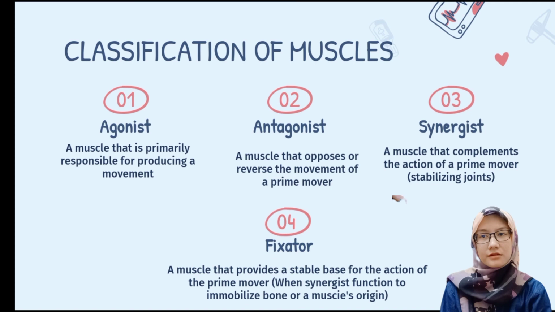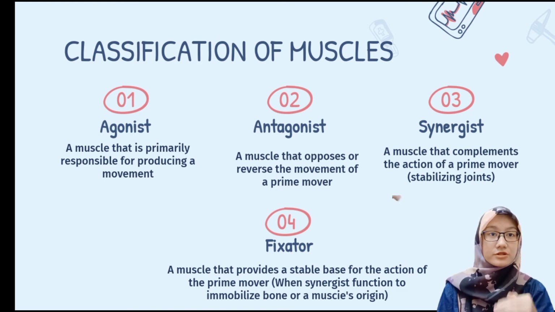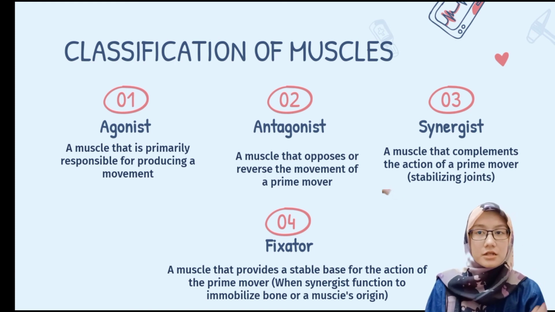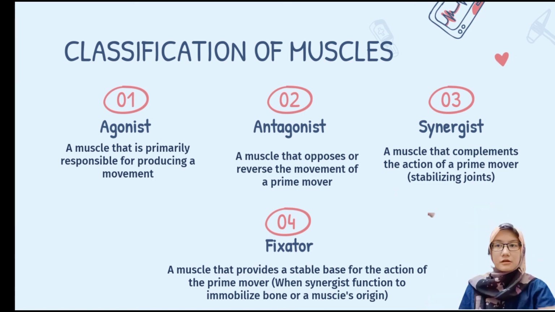Lastly is fixator. A fixator in a movement is the muscle that stabilizes the origin of the agonist and the joint that the origin bends or moves over, in order to help the agonist function most effectively. For example, in the bicep curl, there are the rotator cuff muscles that stabilize the shoulder joint. And the majority of fixators are found working around the hip and the shoulder joint.